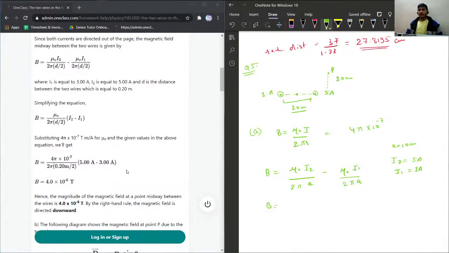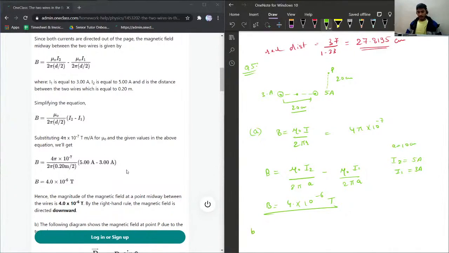Mu naught is in the numerator, so 40 into 10 power minus 7 will be 4 into 10 power minus 6 Tesla. So this is going to be the magnetic field at this point.